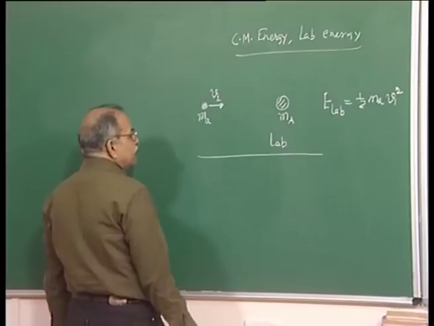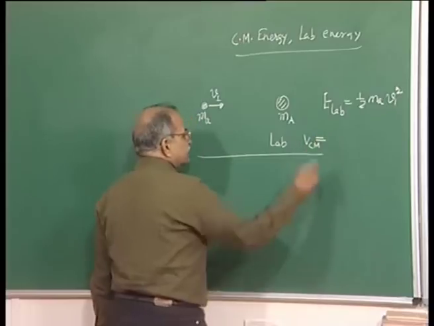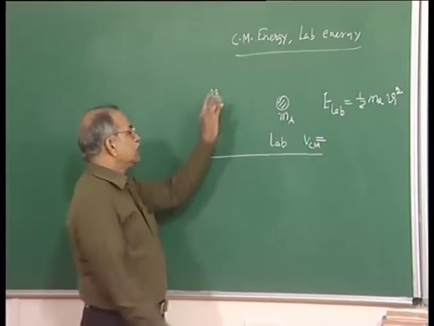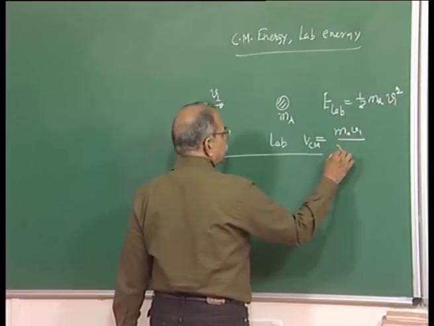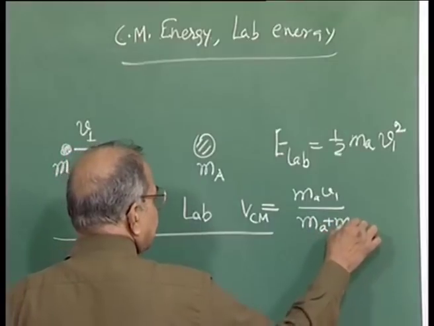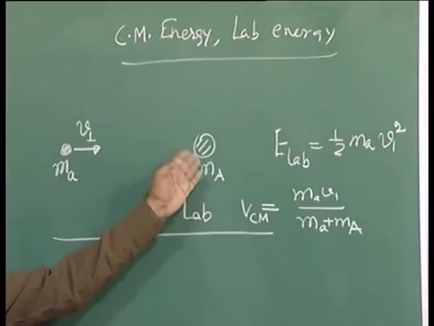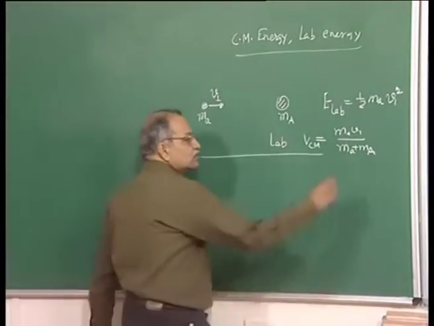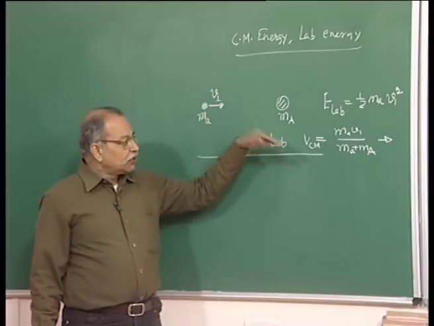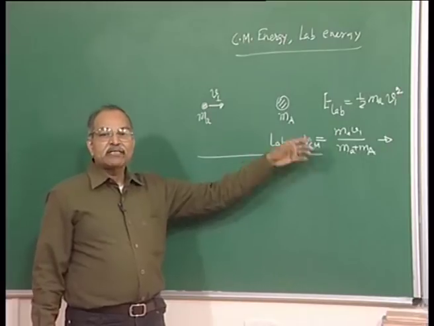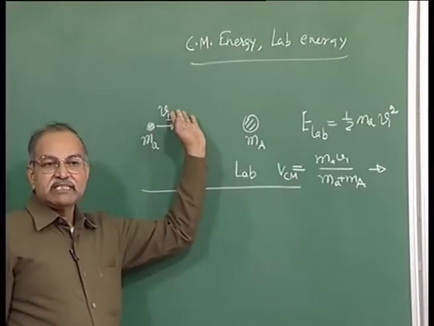And in the center of mass frame, what will happen? The velocity of the center of mass frame as seen in the lab will be m a times v 1 divided by m a plus m capital A. So, that is the velocity of the center of mass in the forward direction, towards the right in this figure, as seen from the lab. Now, if we go to the center of mass frame, the center of mass itself is at rest in that frame. So, you have to subtract this from these lab velocities.